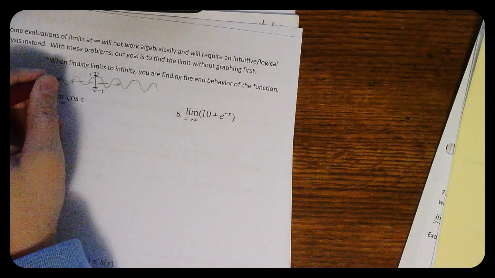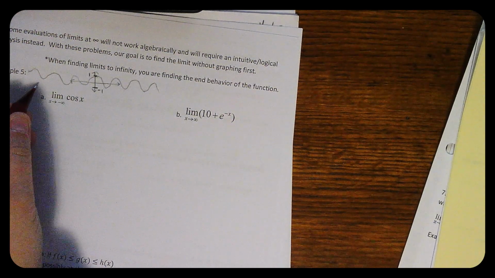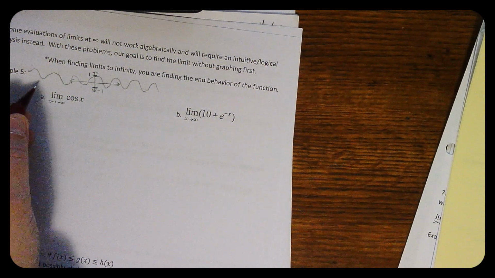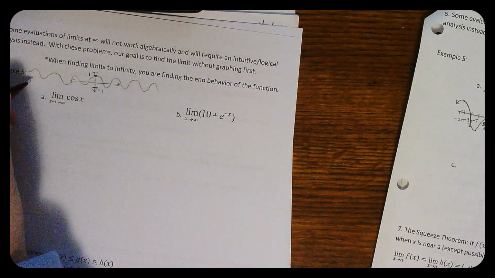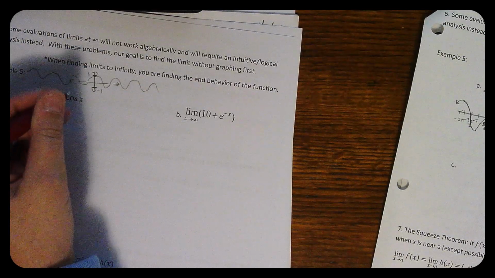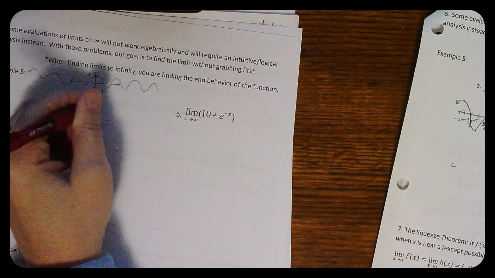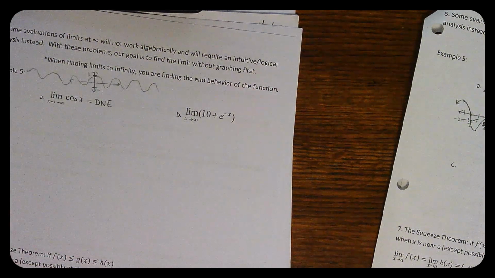So we just know that as x goes to negative infinity, cosine of x is going to go up to 1 and down to negative 1, up to 1 and down to negative 1. So it's just never going to level off or go anywhere. So that limit just doesn't exist.